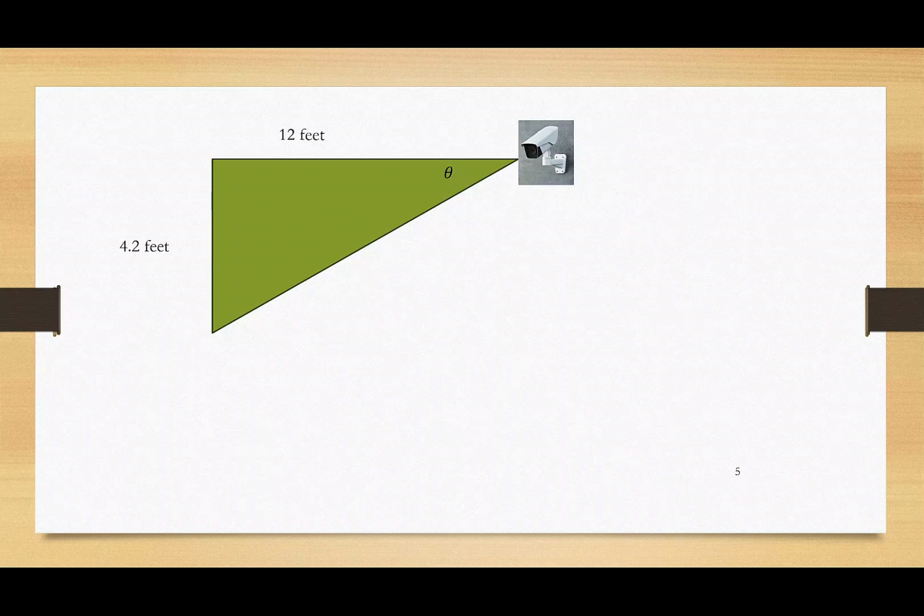Because we have both the opposite and the adjacent, we can use tangent to find our angle. We'll say that the tangent of theta is equal to 4.2 over 12. Using our inverse function, we have the tan inverse of 4.2 over 12 is theta. Let's go to our calculator to find our angle.